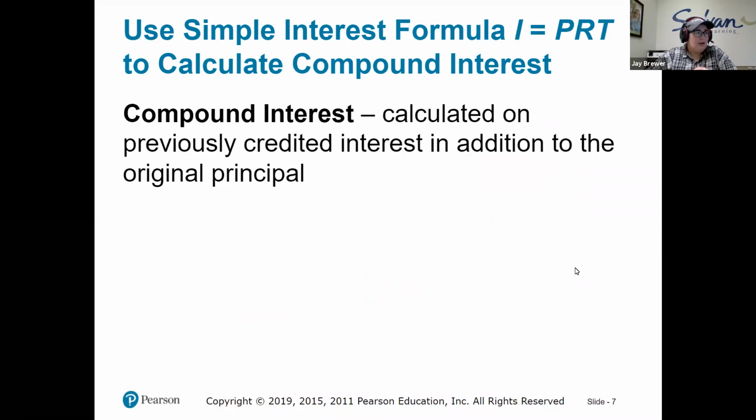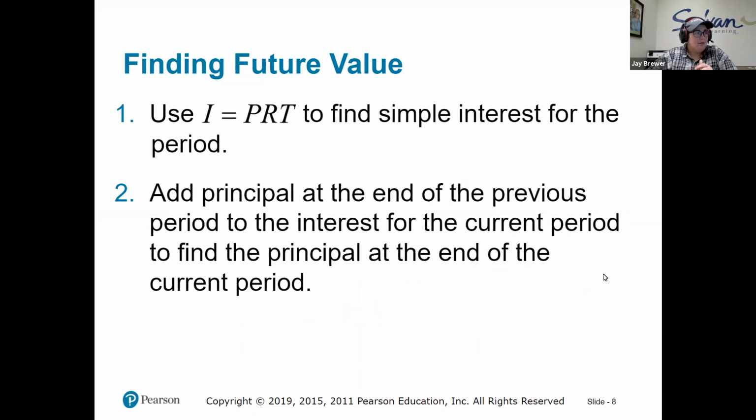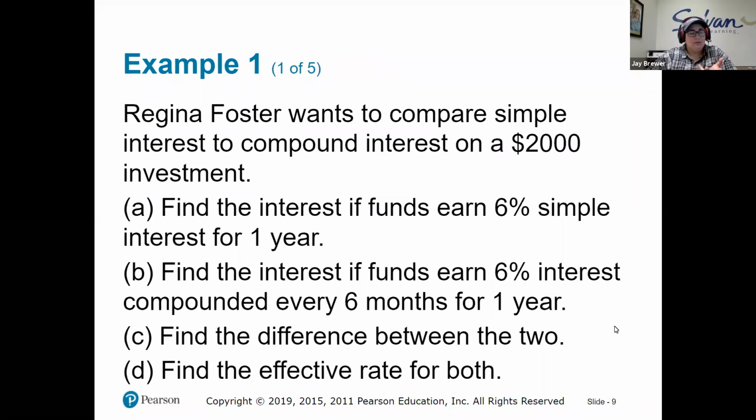Compound interest is calculated on previously credited interest in addition to the original principal. Using interest equals principal times rate times time to find simple interest for the period, add the principal at the end of the previous period to the interest for the current period to find the principal at the end of the current period. This sounds really complicated. It's not. We just have to get to an example.